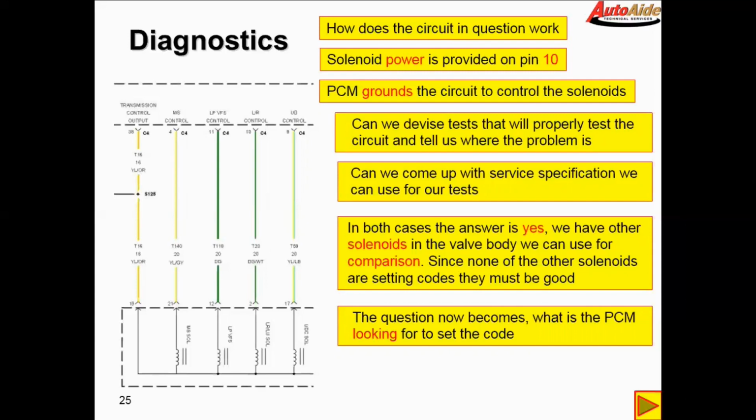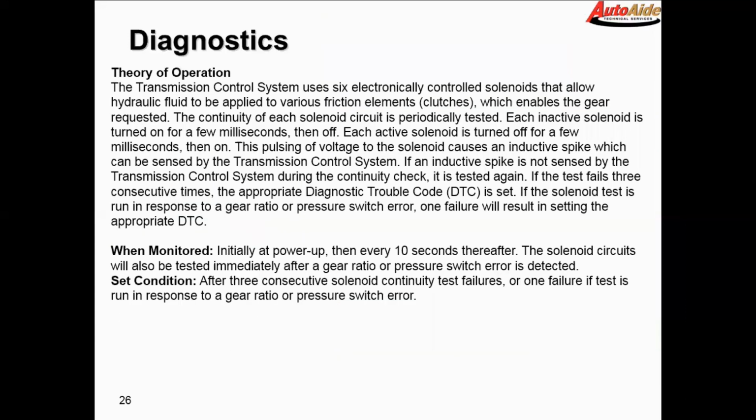And this is probably the most important bit of information in the trouble tree. So when you go back to it, we see some stuff here that's really helpful to us. This is really what I use trouble trees for: theory of operation, monitoring, and set conditions. That's all you really need from a trouble tree. So theory of operation, this is how the circuit is tested.